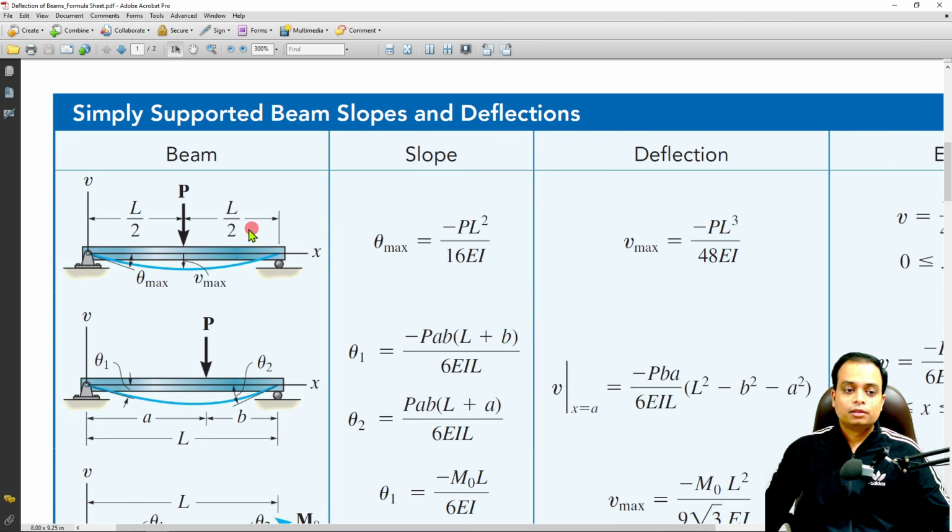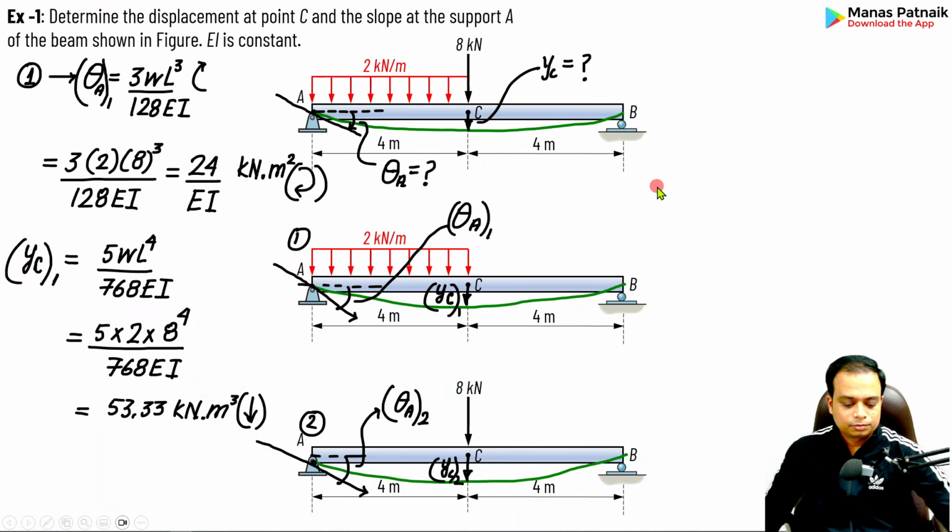Obviously, the slope is here. That's the maximum slope that we are going to use, and the maximum deflection is going to be just below or just where the load is acting. Minus PL cube upon 48 EI. So I'll be using these two formulas. Please note that. Here we go. Case number 2.